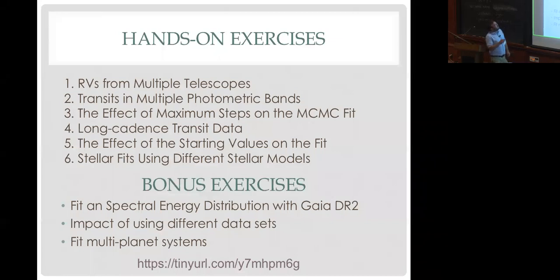One project you can pick from is you can use radial velocities from multiple telescopes, and you basically see what the difference is when you fit 1 telescope versus 2 telescopes on various data sets. For number 2, you do basically the same thing, but with multiple transits from multiple telescopes in multiple bands. See what the difference is if you observe with 1 transit or 2 transits in different bands.